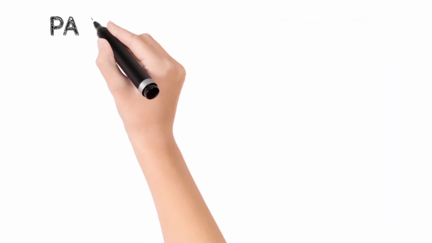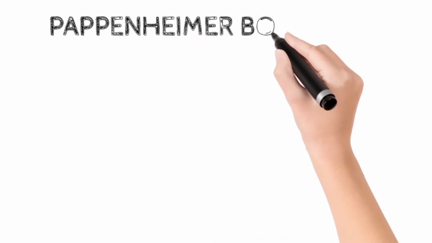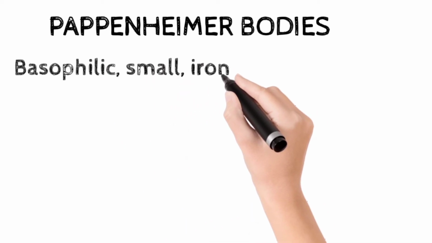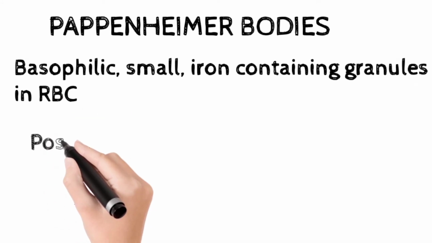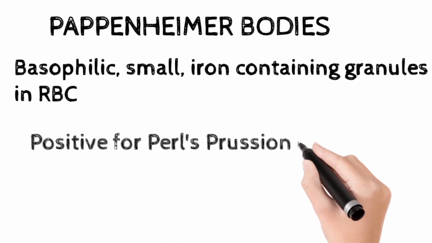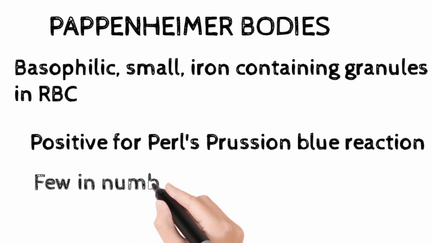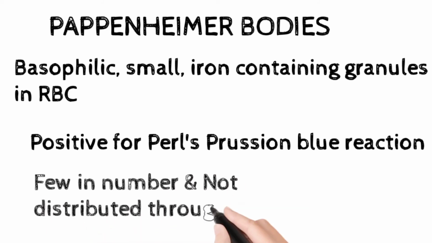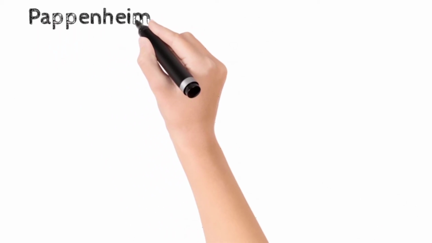Alright. Now fourth one is Pappenheimer bodies. Friends, these Pappenheimer bodies are basophilic small iron containing granules that are seen in red blood cells, and they will be positive for Prussian blue stain because it's an iron granule. That's why Prussian blue stain is positive, and they are few in number. They are not evenly distributed in the RBC like that of basophilic stippling.